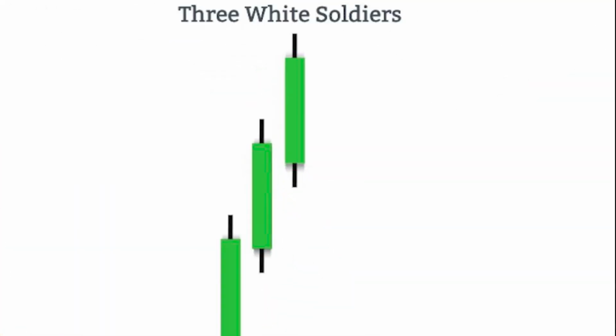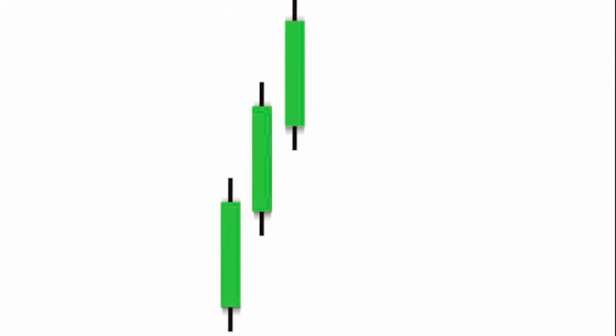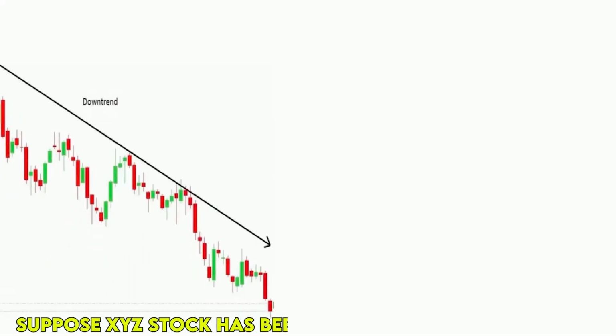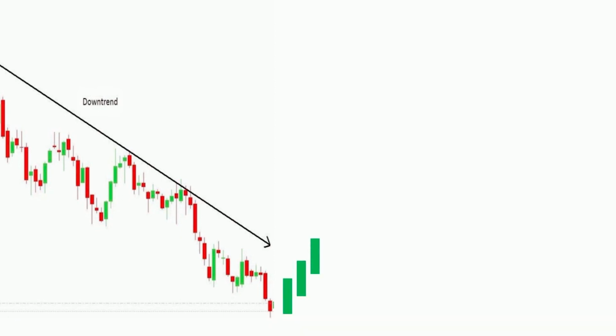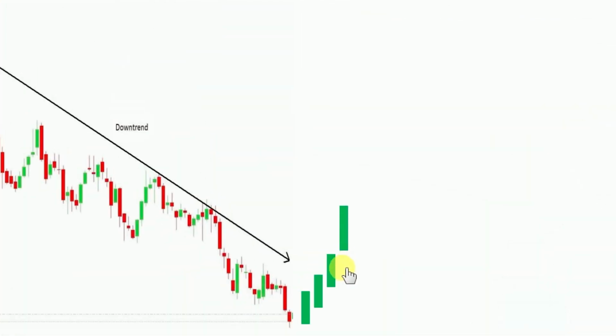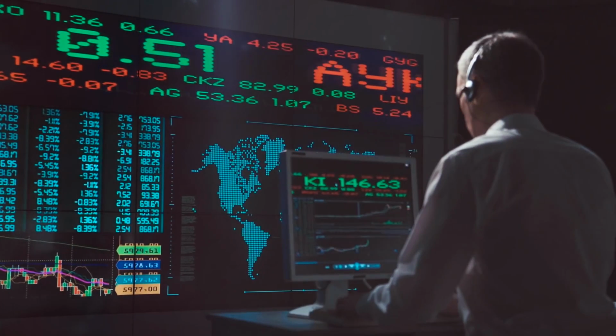3 white soldiers. 3 successive lengthy white or green candles with higher closing show a strong bullish reversal signal. Example: suppose XYZ stock has been in a downturn for weeks. Suddenly, 3 straight days have seen powerful bullish candles, each ending higher than the preceding one. This pattern indicates a probable shift from negative to bullish mood, providing a chance for traders to start long positions.